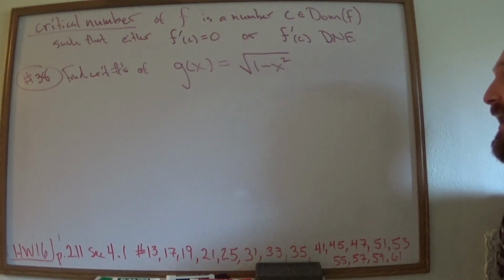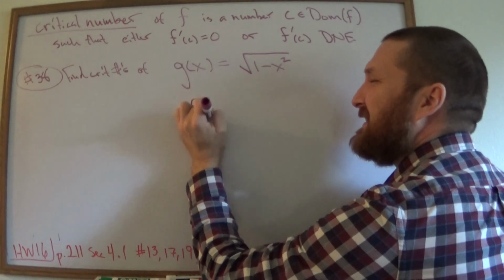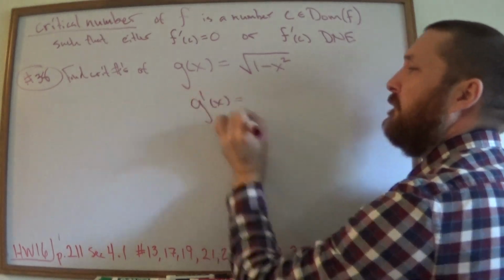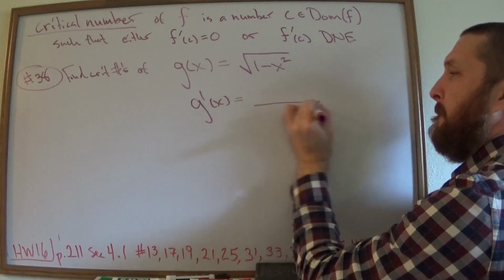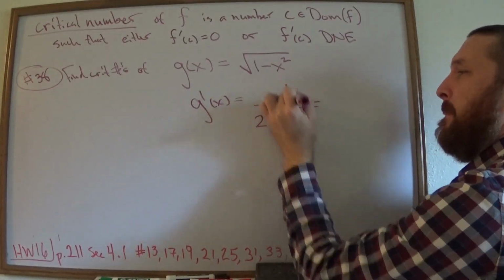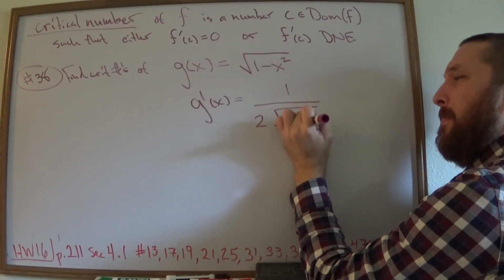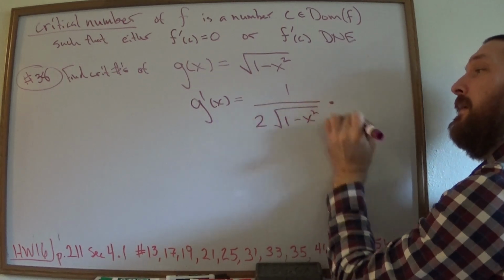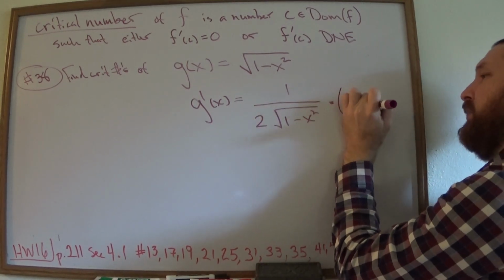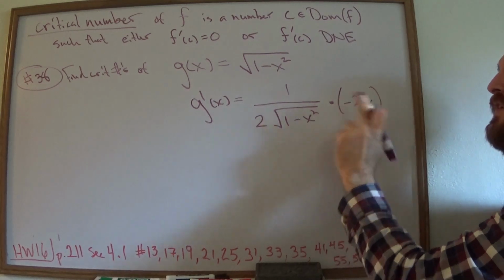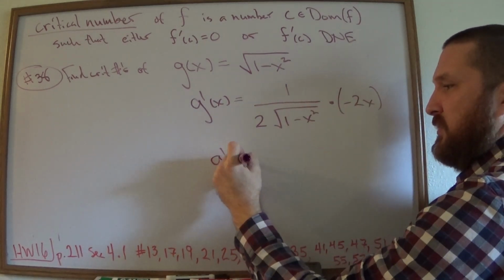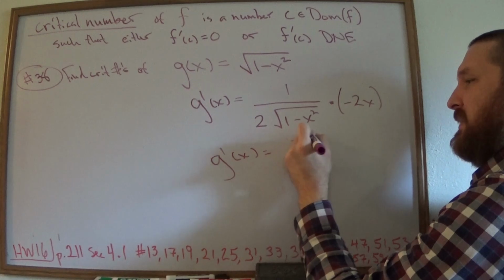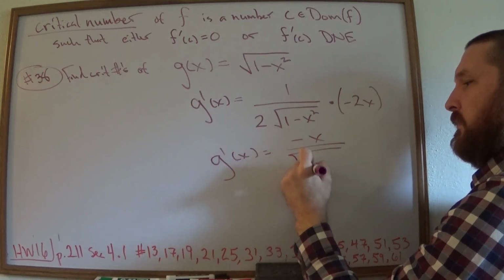Take the derivative inside. So we're going to take the derivative. What's the derivative of this? 1 over 2 times the square root of 1 minus x squared, times negative 2x. There you go. Good. You took the derivative of the inside stuff. So let's make this a little bit nicer. g prime of x is equal to, how about just negative x over root 1 minus x squared?